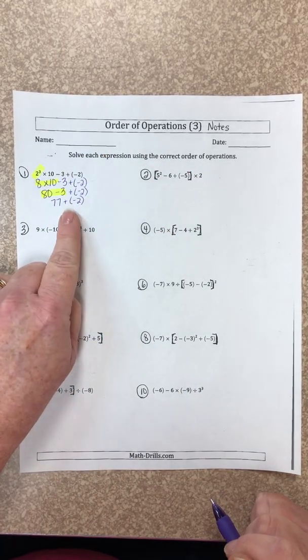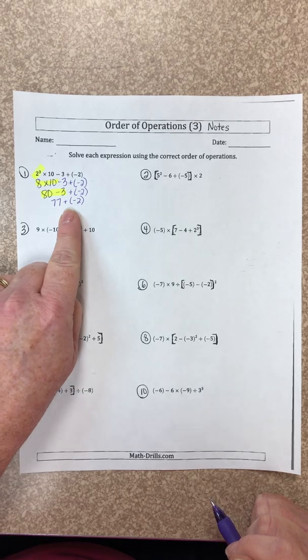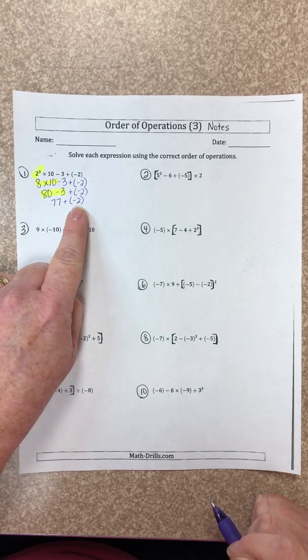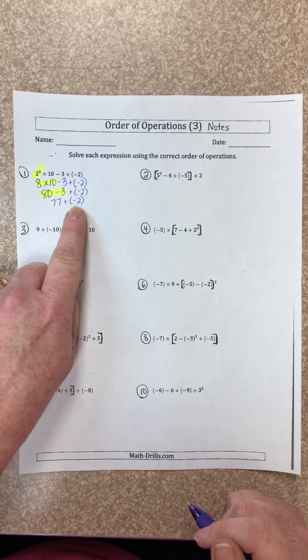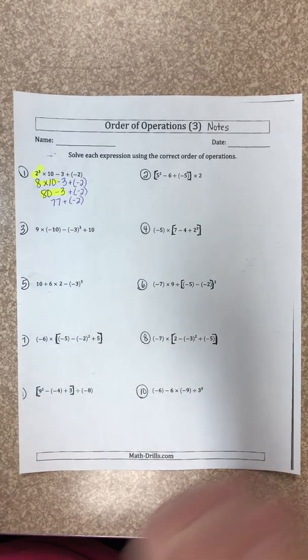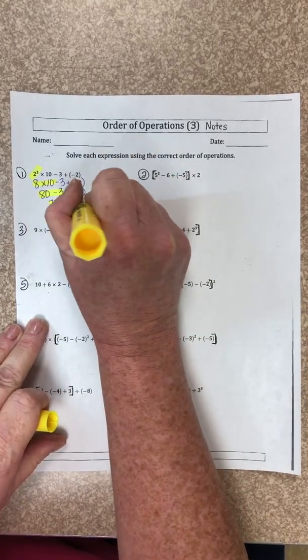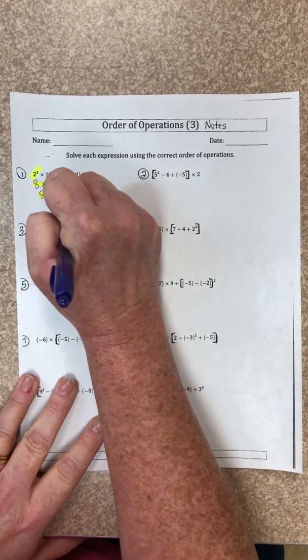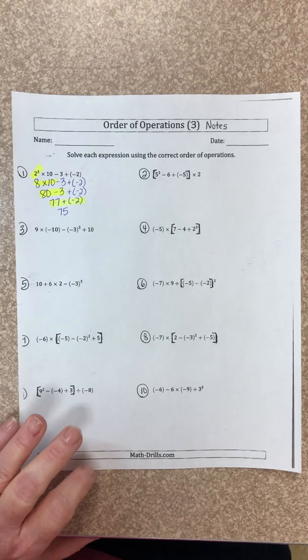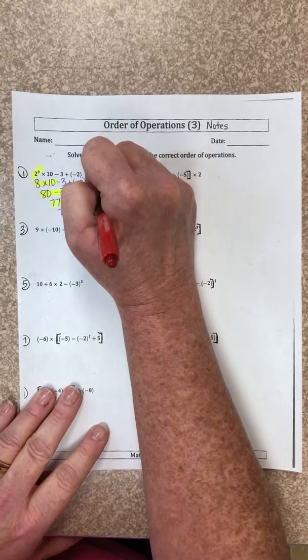Now in a prior lesson, we learned how to add, subtract, multiply, and divide with signed numbers or integers. So 77 plus a negative 2. First, let's highlight it because that's the work we are working on now. And the answer is 75. And I'm going to number my lines of work.